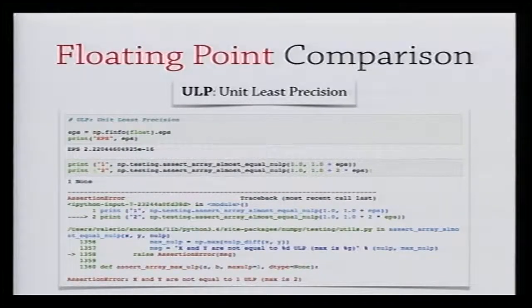And in this case, if you want to test if two arrays are equal, in the first case the test passes, because we check if two numbers plus the epsilon are equal. And this test passes because we're just adding one single epsilon. So due to floating point representation, this test passes. In the second case, the test fails because we're adding a quantity which is greater than the epsilon, so greater than the unit of least precision, and so the two numbers are considered different. Okay?